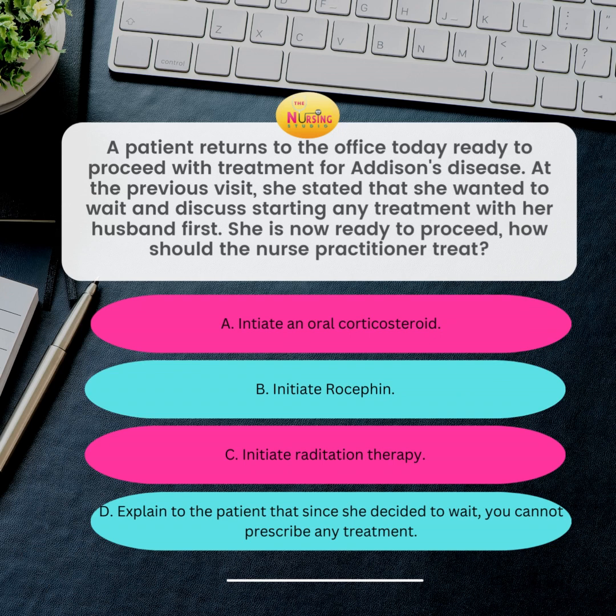A patient returns to the office today ready to proceed with the treatment for Addison's disease. At the previous visit, she stated that she wanted to wait and discuss starting any new treatments with her husband first. She is now ready to proceed. How should the nurse practitioner treat? A. Initiate an oral corticosteroid. B. Initiate Rocephin. C. Initiate radiation therapy. Or D. Explain to the patient that since she decided to wait, you cannot prescribe any treatment. All right, you guys, I'll give you a moment and tell me what you got in the comments.